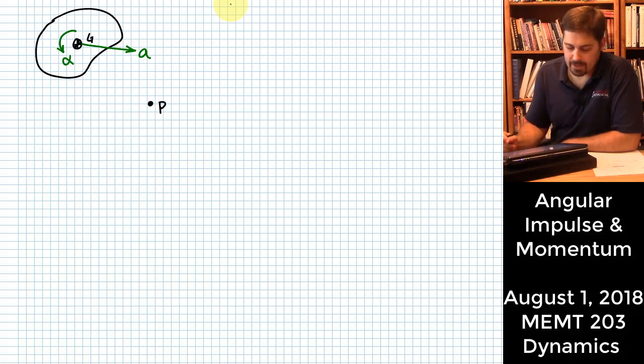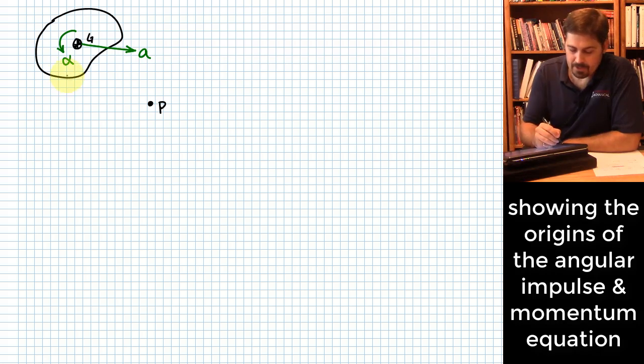By way of doing that, I've set up a body here so that it has a particular angular acceleration, alpha, and it also has a linear acceleration, a. Those are drawn there with respect to the center of gravity. Now, when it comes to angular impulse and momentum, it is most useful if we can express these things in terms of angular impulse and momentum around some other point that isn't necessarily the center of gravity. So I have this other point P listed out here.